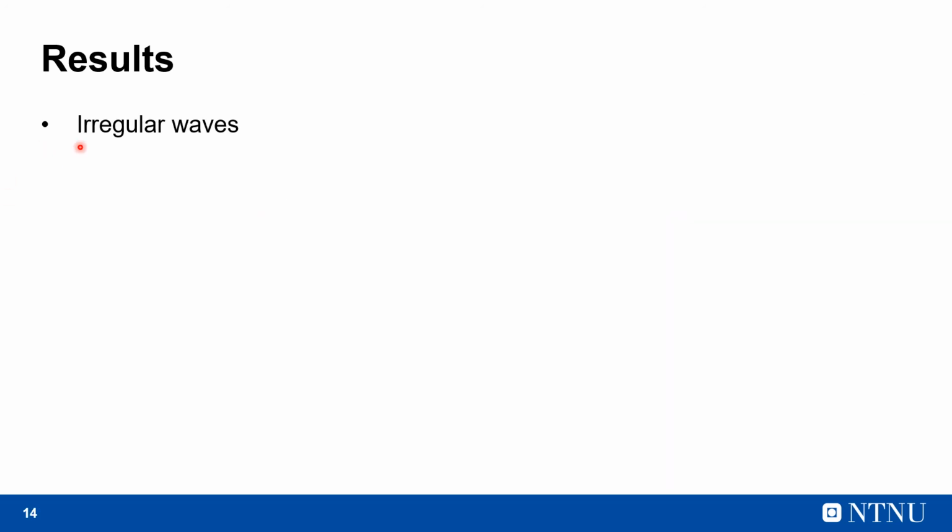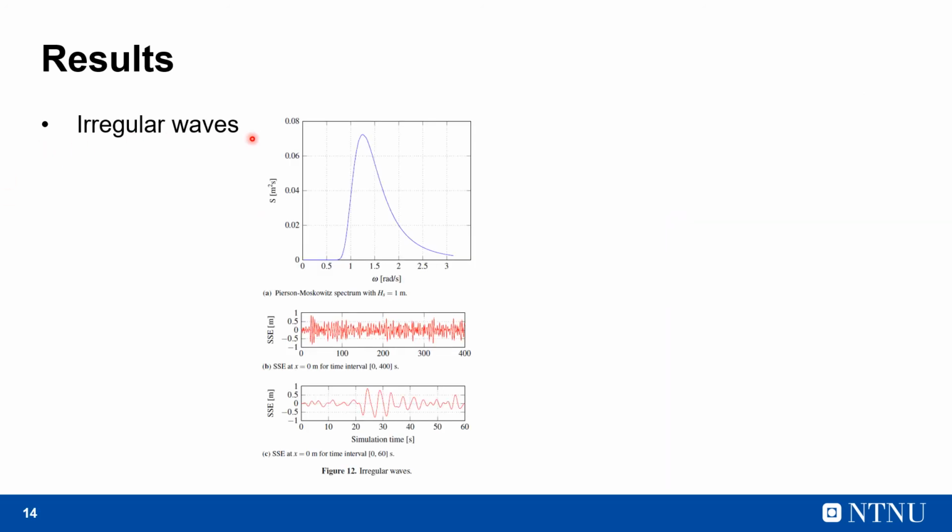We now discuss the results of the irregular wave component model. Figure 12a shows the Pierson-Moskowitz spectrum that is generated by the PM spectrum generator function, and figure 12b shows the sea surface elevation in the interval 0 to 400 seconds, while figure 12c shows the zoomed sea surface elevation in 0 to 60 seconds. Here again we have used ramping of 20 seconds, so the wave is slowly ramped from t equal to 0 to t equal to 20 seconds to prevent impulse loads in the object component models.